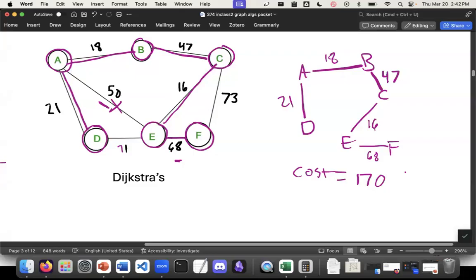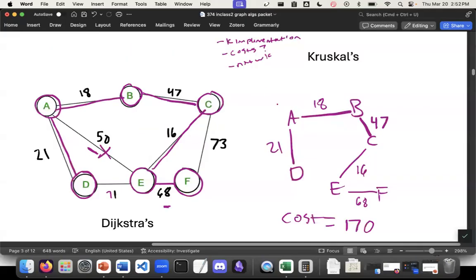Okay, so try using Kruskal's algorithm and see if it gives you this same result, or does it give you something different? Go for it. So choose the smallest edge every time. All right, let's come back.